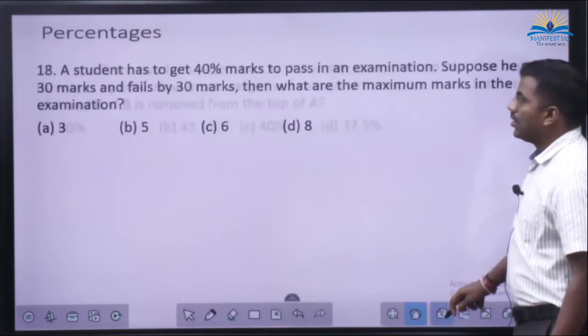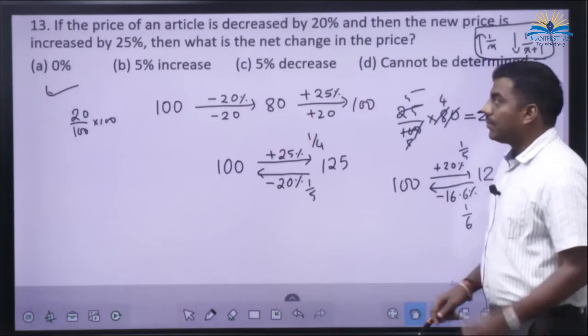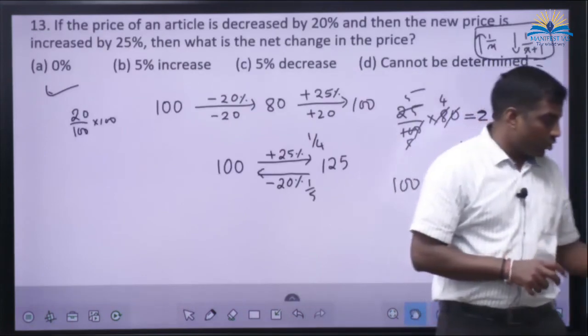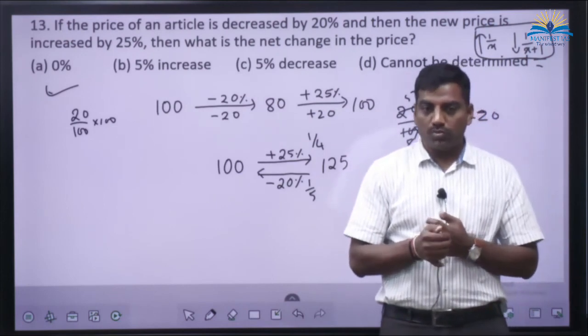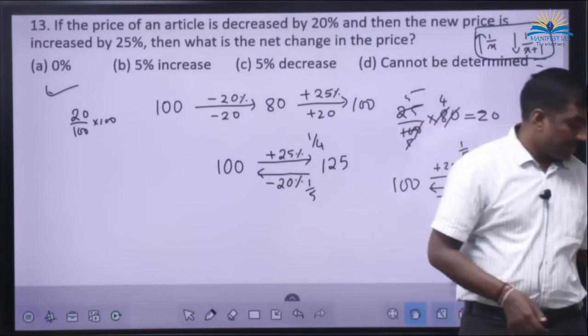Okay. Tomorrow, we'll hurry up a bit, because we know the concepts now. Then after percentages, we'll go to ratio and proportion tomorrow. Okay, after percentages, ratio and proportion.